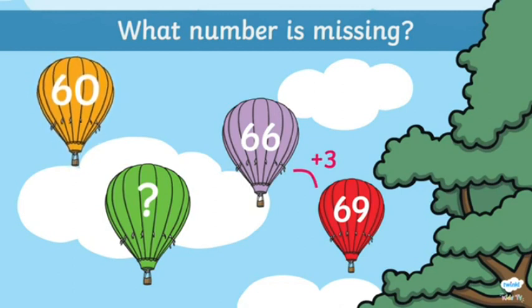Remember, now that we have worked out that the difference between 66 and 69 is 3, we need to apply this rule to the number 60. Let's add 3 to 60. This will turn the missing number into 63.